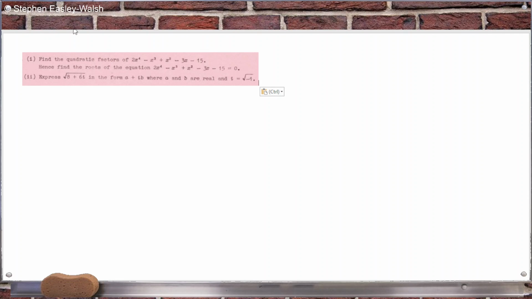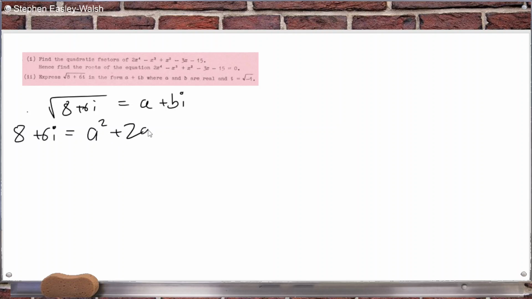They just want you to calculate the root of 8 plus 6i. So you could just say root 8 plus 6i equals a plus bi. You can square everything. So you get 8 plus 6i equals a squared plus 2abi minus b squared. So this means a squared minus b squared equals 8, and ab must equal 3, which means a equals 3 over b.